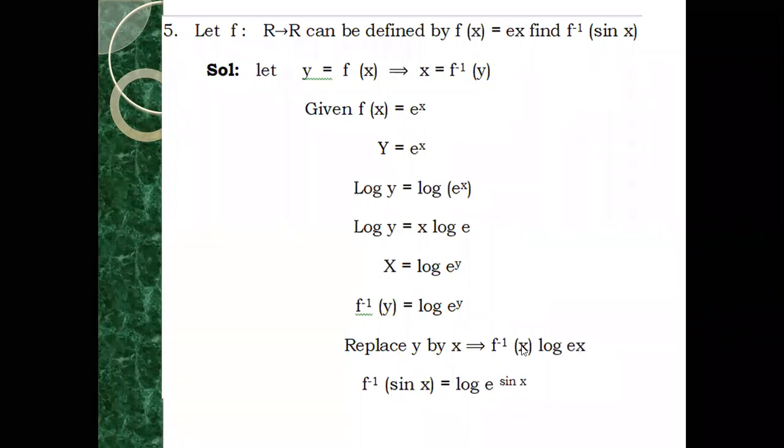So f inverse of x we get is log x, but for f inverse of sin x we need to find the f inverse function at sin x. First we find the f inverse of x function. In place of x we have to put sin x, so we replace x by sin x. So f inverse of sin x is equal to log sin x.